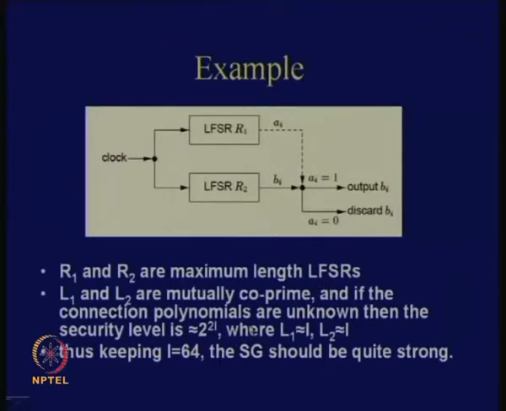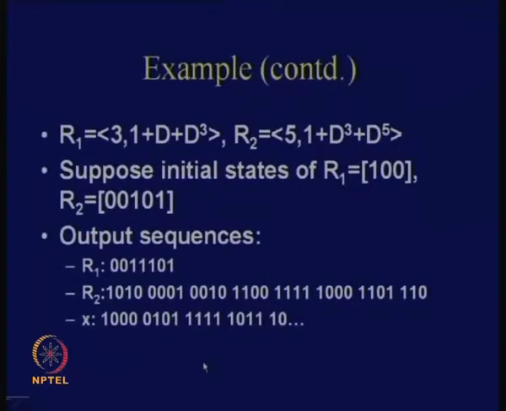There are results which say that if L1 and L2 are mutually co-prime and the connection polynomials are unknown, then the security level is roughly equal to 2 power 2L. So if you ensure that L is equal to 64, then this shrinking generator should be quite strong, because it should give you a guarantee of 128 bits, and 2 power 128 is still quite high. We are not giving guarantees of unconditional security, remember, we are giving guarantees of computational security only.